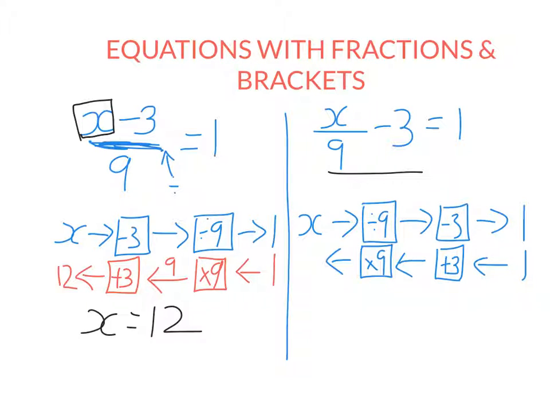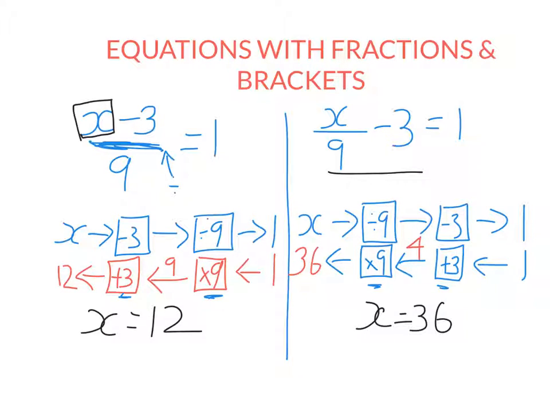So you can see that there are the same boxes. There's a times by 9 box and an add 3 box. The difference is the order. This time I take 1, I add 3 first to get 4, then I times by 9 to get 36. So the answer to the second equation is x equals 36. So they're different equations and have totally different solutions merely because of the order of operations. So don't be freaked out when you see fractions, because they only mean to divide.